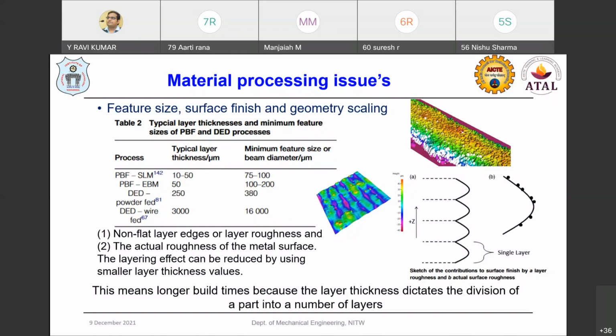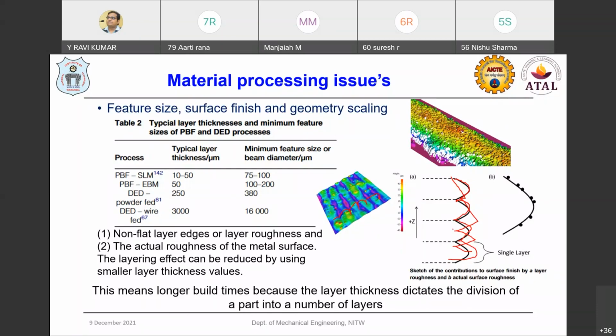You can see on the right hand side when the layers are deposited, these continuous layers in the Z direction. This is the single layer. This is what we call the stair stepping effect or staircasing effect, because on the right hand side and the left hand side, multiple layers are fused. Based on the layer thickness, we are going to have the staircasing effect. You can see in the 3D topography, this is what we call the stair stepping effect or staircasing effect.